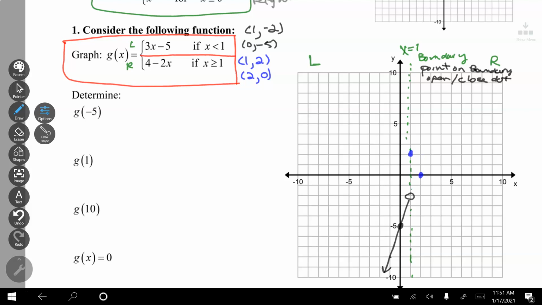And I should pay attention. The point on the boundary could have been open depending on what the stipulation was. And it says x is greater than or equal to 1, so I'm including 1. So there's a solid dot here at x equals 1. I have 2 points. I could go more, slope of -2, just to give me some more confidence. And I'm only going to draw the blue graph on the right side of the boundary.